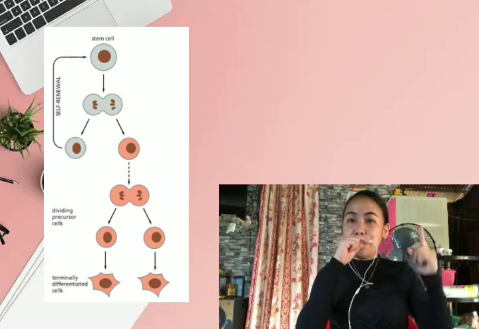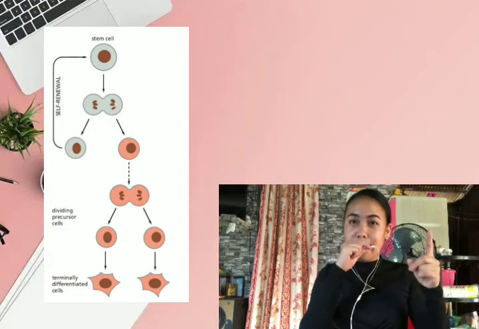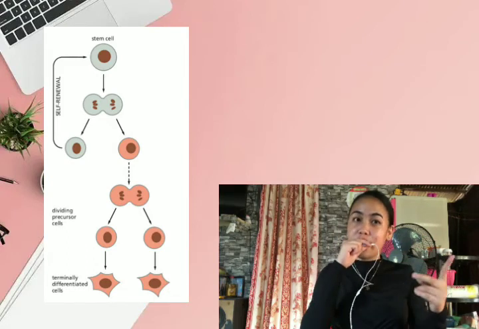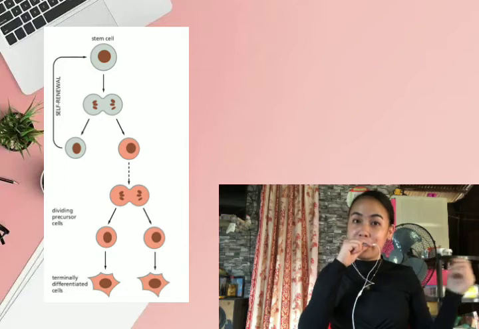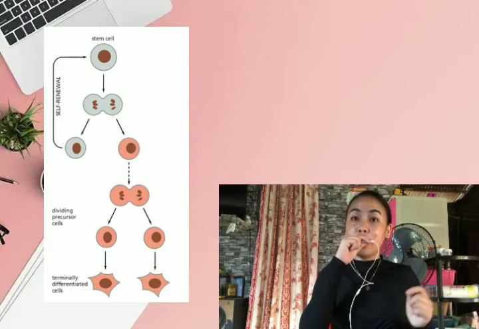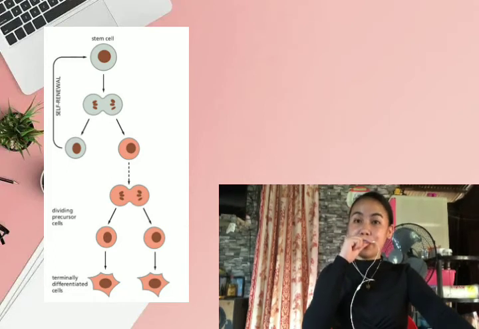Look at the figure, the picture. Observe that when the stem cell divides, the first is the illustration, and then the second is the daughter cells. Each daughter has a choice: either to remain as a stem cell or to become terminally differentiated. The terminally differentiated cells usually develop from precursor cells that divide a limited number of times before they differentiate.